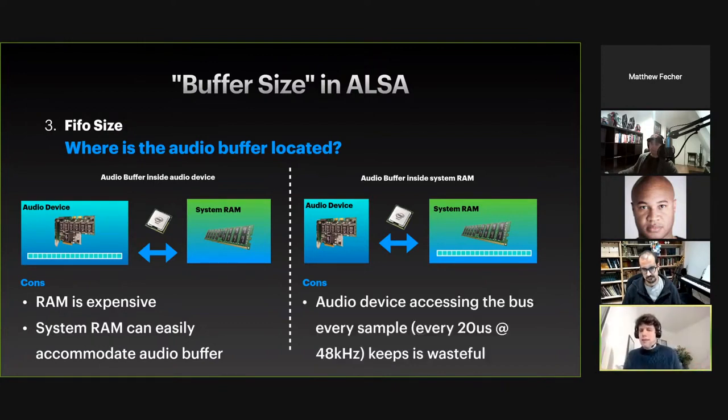But the downside of using that system RAM is that the audio device, think about it, it's playing, it doesn't have any other memory. So every time it wants to play back a sample, it always has to access the system RAM, every sample. So every 20 microseconds, it's accessing the system RAM. And especially on mobile, that would be super wasteful, because accessing the system RAM is not straightforward, right? There's a DMA controller in between, then you read and write RAM in cycles, right? There's a refresh cycle and all of this stuff. So waking up the DMA controller to read out of system RAM every 20 microseconds would be a no-go on mobile.